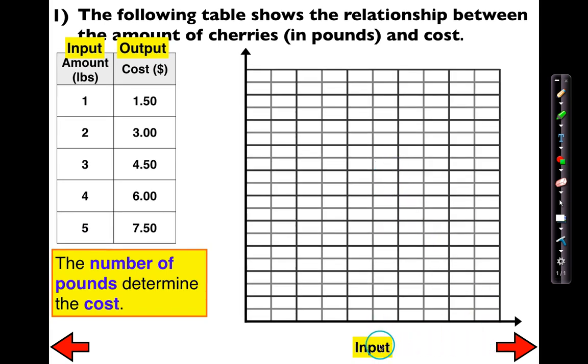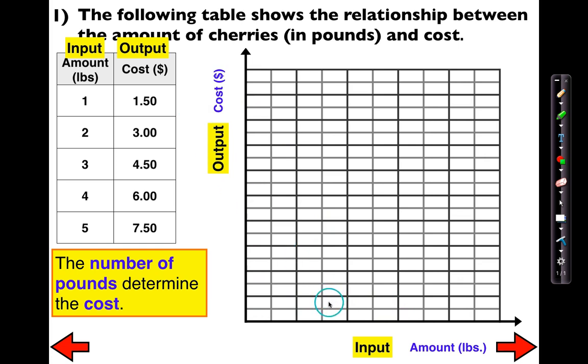So the input, aka the x values, are going to be the amount of pounds. Input, once again, tends to be the independent information. So here, we're going to go ahead and put the output, and these are the dependent cases. So again, cost depends on how much you buy. So here, now that I've labeled my graph, I can go ahead and record my information.